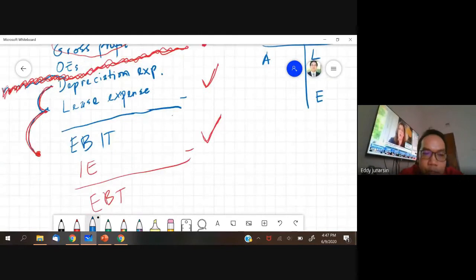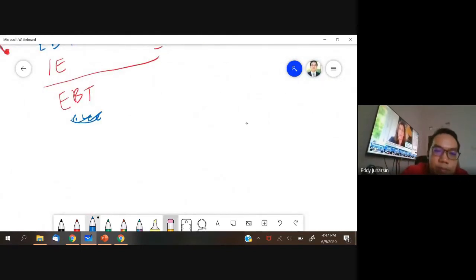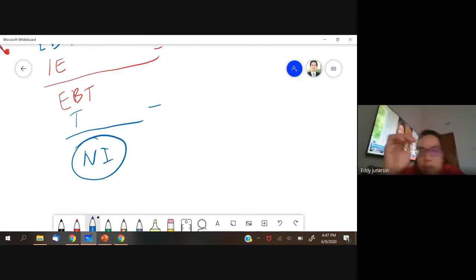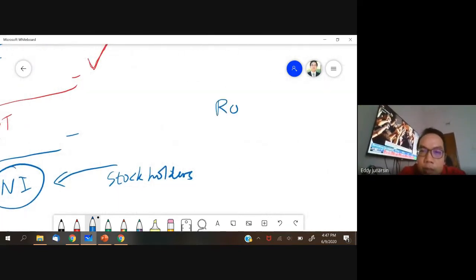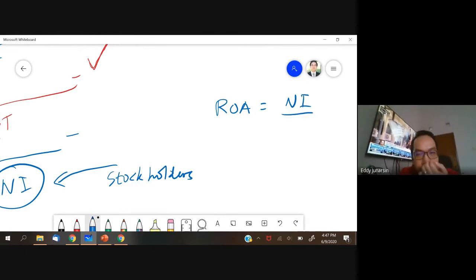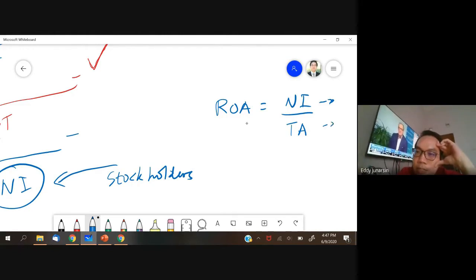Now let me ask you a question here. Who has a claim on your net income? Only your stockholders. So you see, comparing net income to total assets is not that appropriate, because this is not apples to apples. Net income belongs to stockholders. Total assets are claimed by creditors and stockholders. So surely in accounting, this is not that robust.